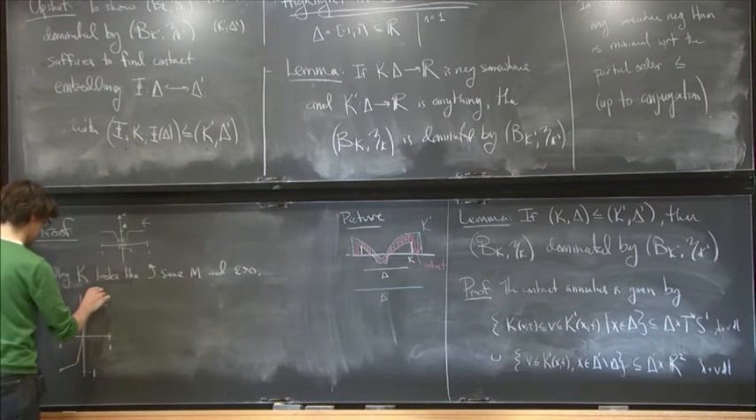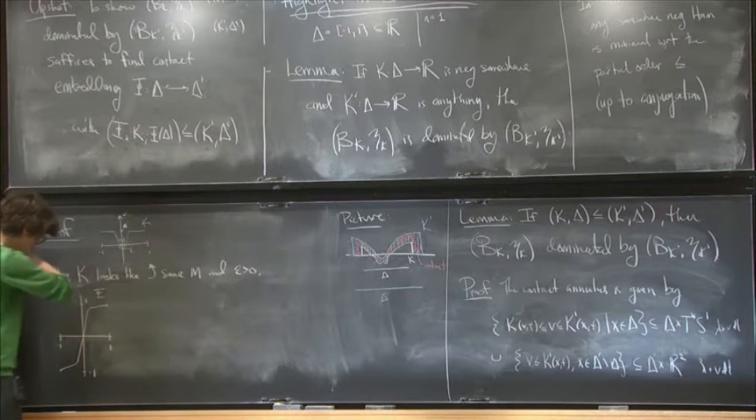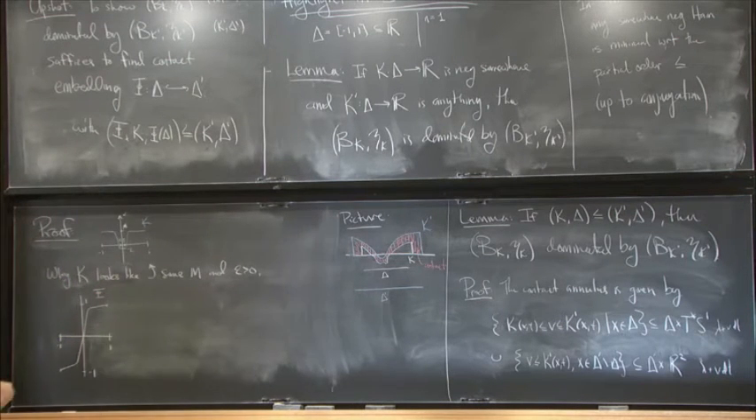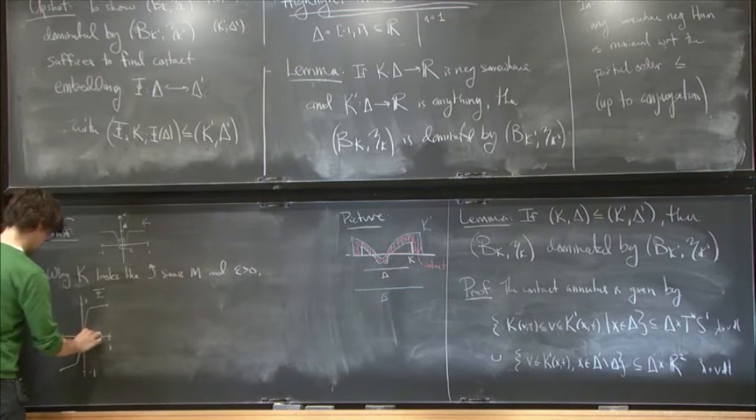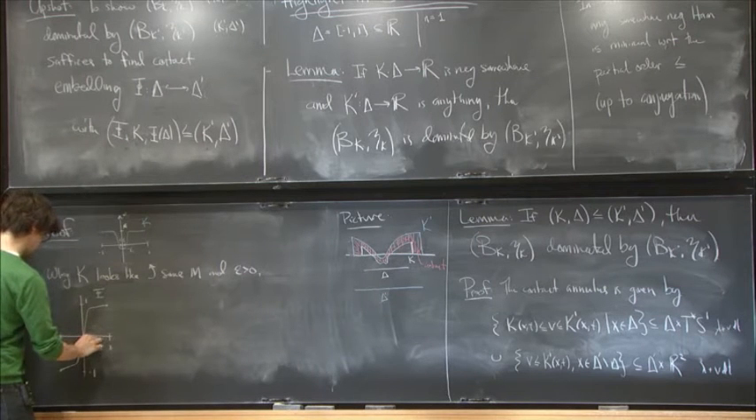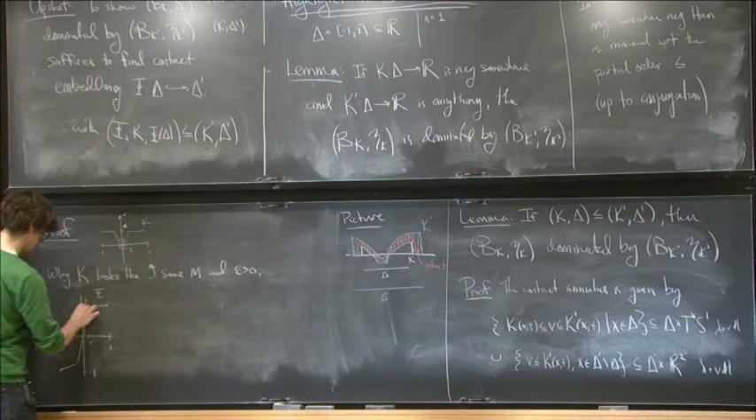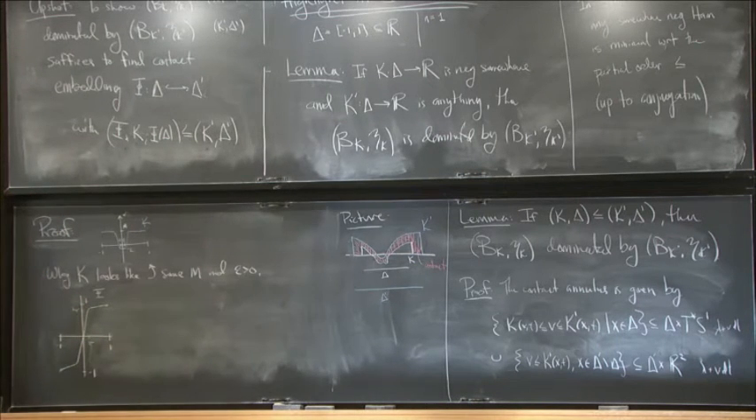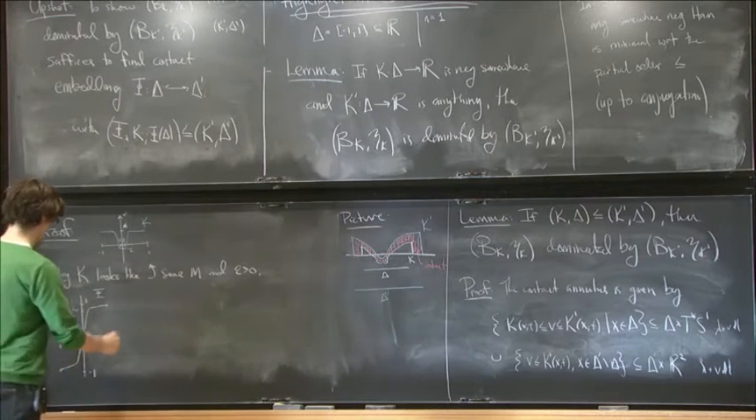So this is phi. Or say this. So this is basically of order delta, I mean sigma, and this is like 1 minus sigma. So it has a huge slope here, then a very small slope there.